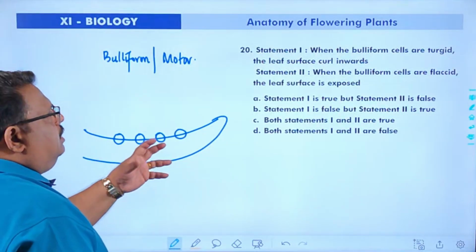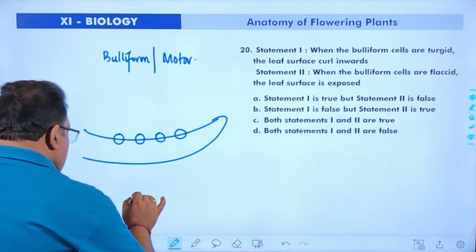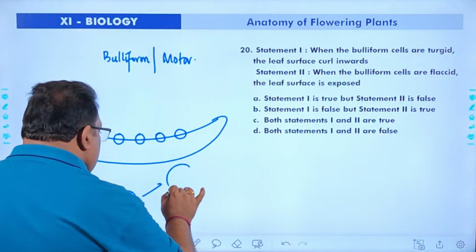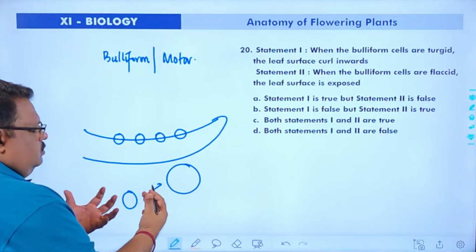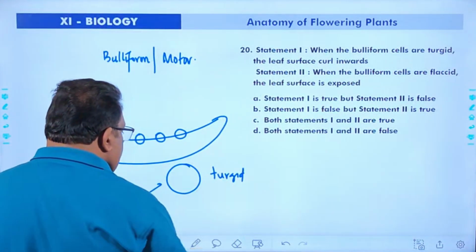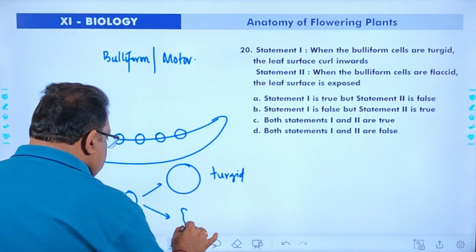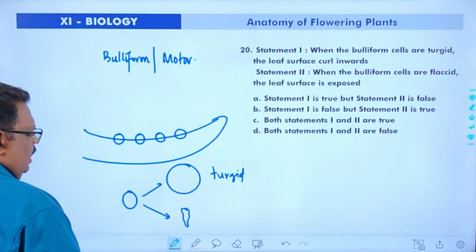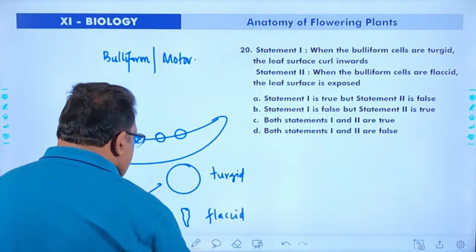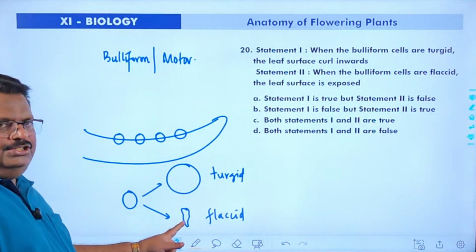So there are two conditions described, turgid and flaccid. When this is a normal cell, when the cell is enlarged due to the absorption of water, it is called a turgid condition. Due to expulsion of water, the cell becomes shrunken like this, and this condition is called flaccid. So this is the fully turgid condition, this is the fully flaccid condition.